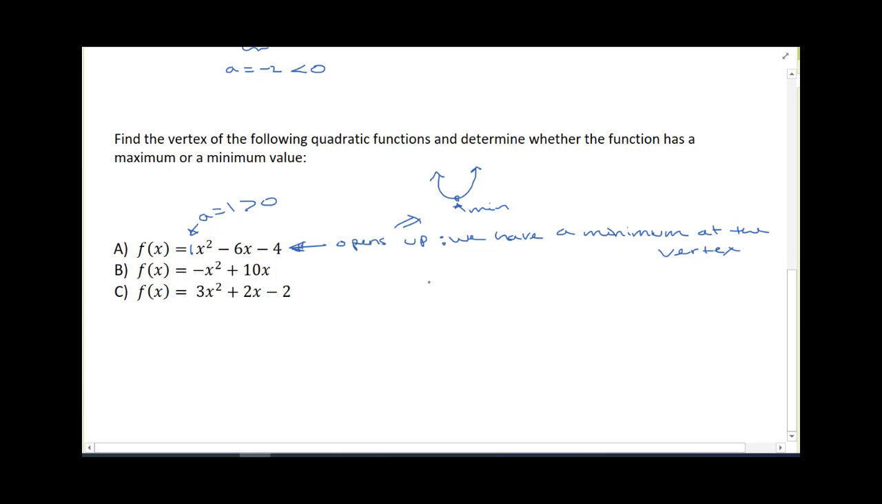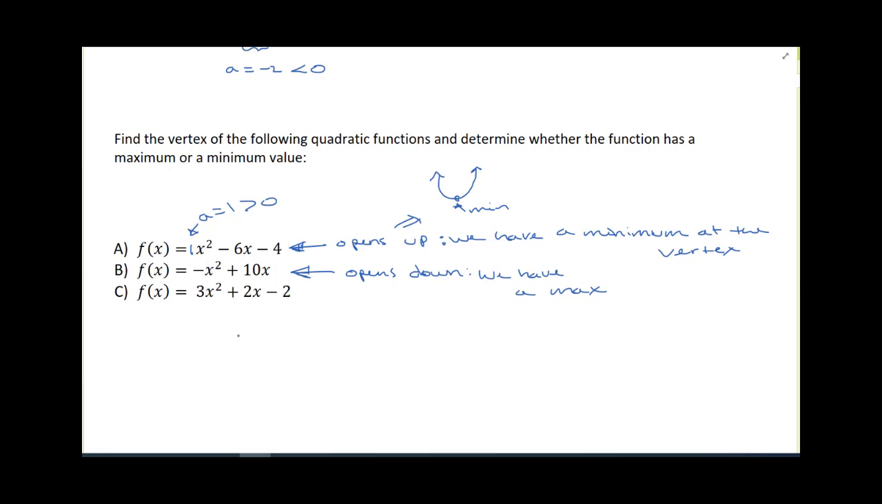For all of them, the maximum or minimum occurs at the vertex. It's just whether we have a maximum or a minimum. For this one, A is negative, so it's going to open down, which means we have a max. And this one is positive, so we're going to have a min. So just by looking at it, we can tell whether we're going to have a max or a min.